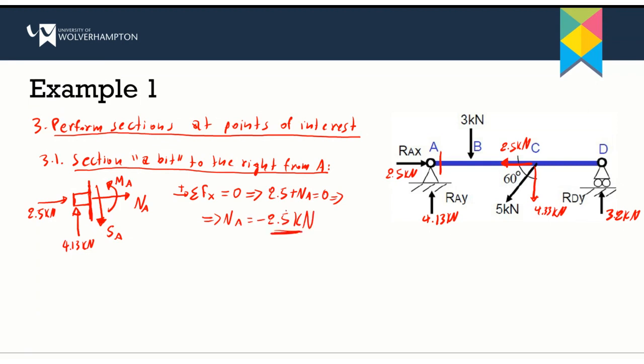That's it. The sum of forces in y direction has to be equal to 0. So I will assume that the ones pointing downwards are positive, which means that I have a negative 4.13 because it points upwards, and the positive SA, which points downwards, they have to sum up to 0. So SA has to be 4.13 kilonewtons.